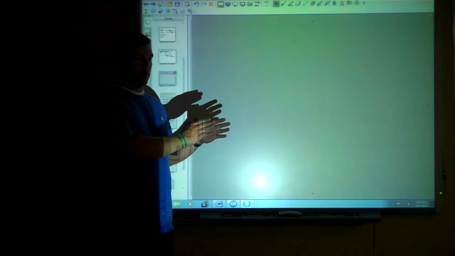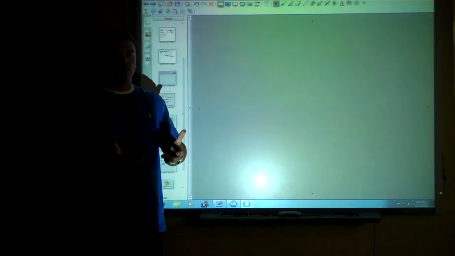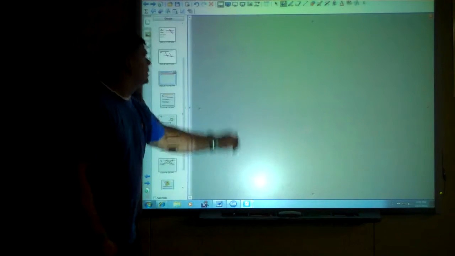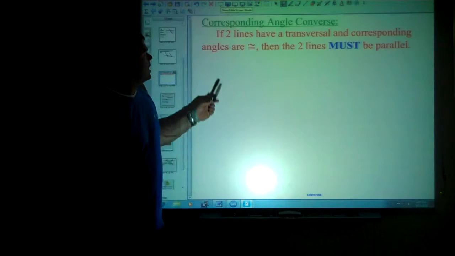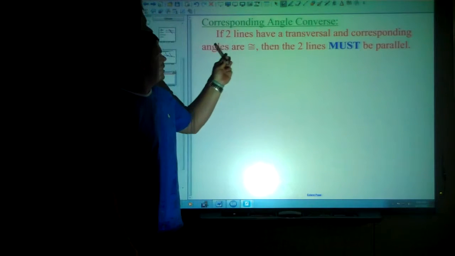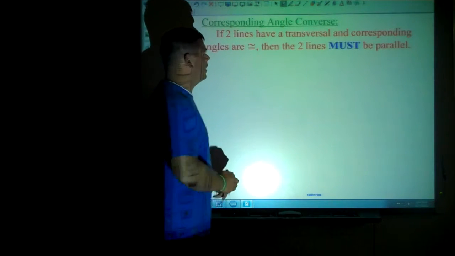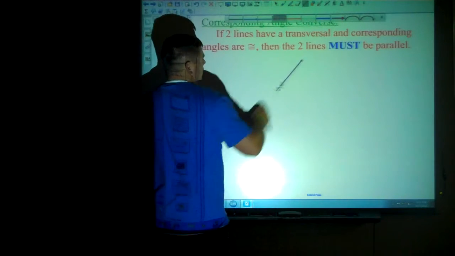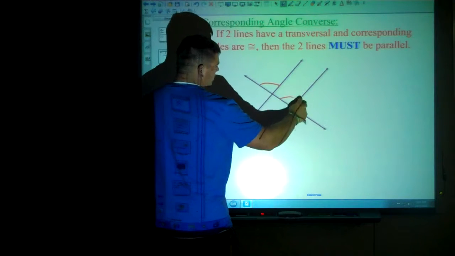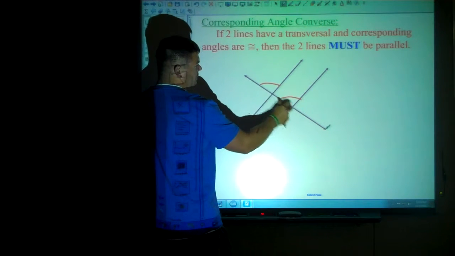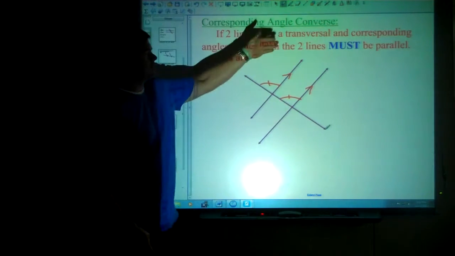Last time, parallel lines create these relationships of the angles. Now we're saying the relationship of the angles we need to create parallel lines. So the corresponding angle converse, remember converse reverses the order: if two lines have a transversal and the corresponding angles are congruent, then the two lines must be parallel. What we mean is, if you look at a couple of lines with a transversal, and this angle is the same as that angle, if I've been told those two are equal, then these will be parallel. It forces them. They must be parallel.